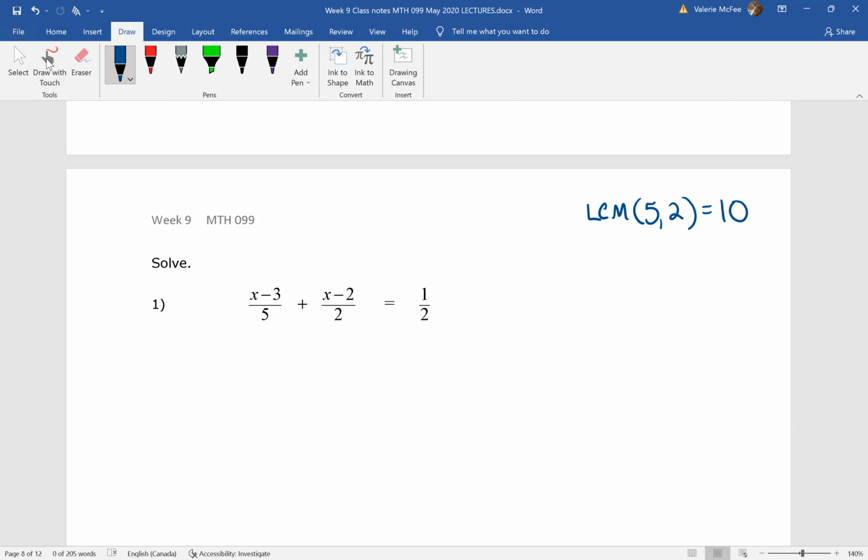And I'm suggesting that you should multiply both sides of your equation by the lowest common multiple of the denominators. Notice that I'm not multiplying the numerator and the denominator. I am just multiplying by 10. I am not multiplying by 10 over 10. What this does, I'm going to open my brackets here and multiply each term by 10, is gets rid of the fractions.